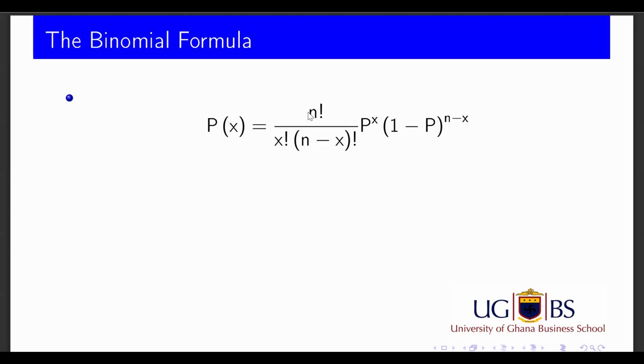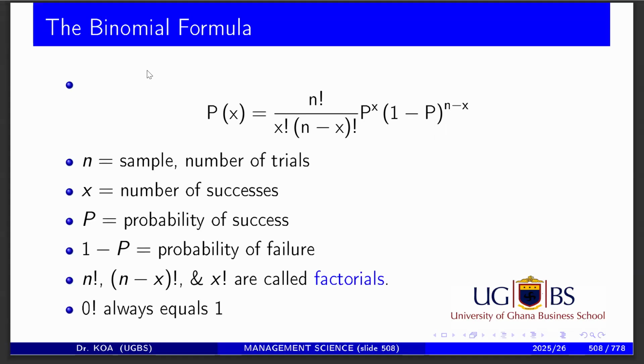What does the P mean and what is the 1 minus P? The P is the probability of success, the 1 minus P is the probability of failure. The N factorial is N exclamation. Factorial is an exclamation mark. 0 factorial is always equal to 1. What is 2 factorial? No PhD student should tell me. What is 2 factorial? The No PhD student should answer. 2 factorial is 2 times 1.